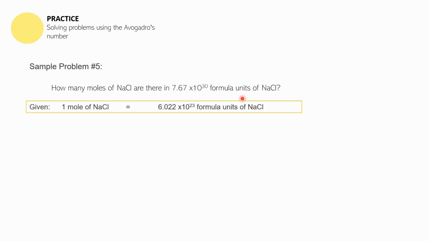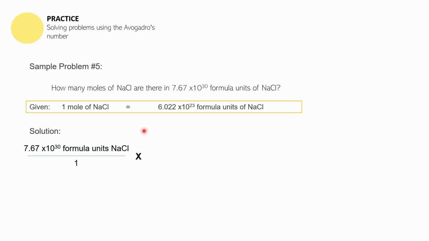So the givens are the following. For every 1 mole of sodium chloride, as usual, it has 6.022 times 10 raised to the 23rd power formula units of sodium chloride. That is the relationship always. And then for the solution, you write first the given number. So it's 7.67 times 10 raised to the 30th power formula units of sodium chloride. And you are going to divide that by 1 because, again, it's a whole number we're talking about. Okay, and multiply that with the table of equivalence.